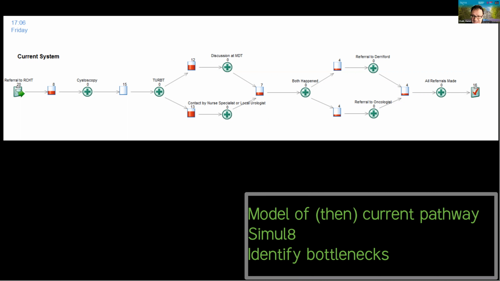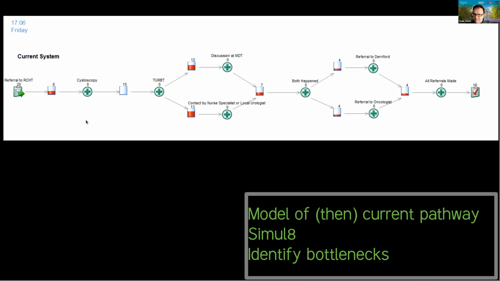Once both of those things happened, they would then be referred on to the hospital in Plymouth, Derriford, and also referred to an oncologist. And once all the referrals have been made, their part of the system, the Cornwall part of the system, would essentially end. But remember, they have not been treated at this point. They've been referred for treatment, so they're still waiting for their treatment.